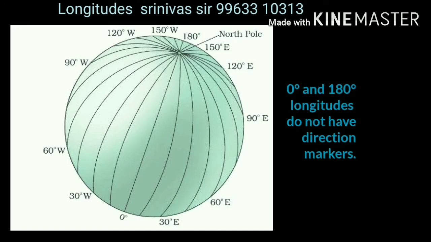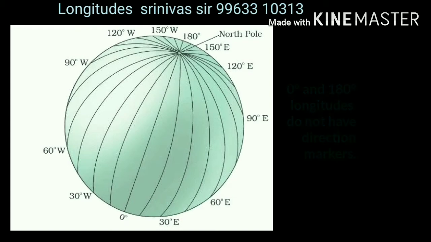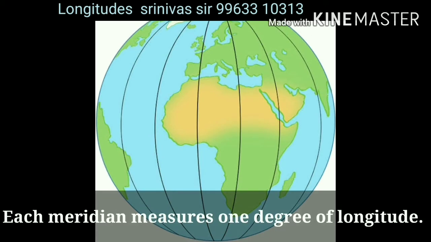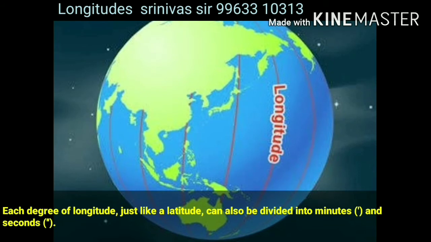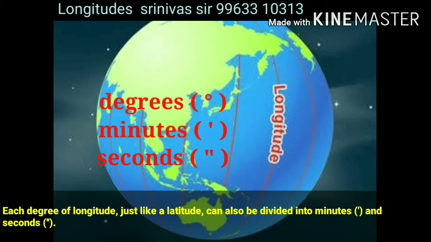But 0 and 180 degrees longitudes do not have direction markers. They have no directions. Each meridian measures 1 degree of longitude. Each degree of longitude, just like a latitude, can also be divided into minutes and seconds. So, longitudes are measured in degrees, minutes and seconds.